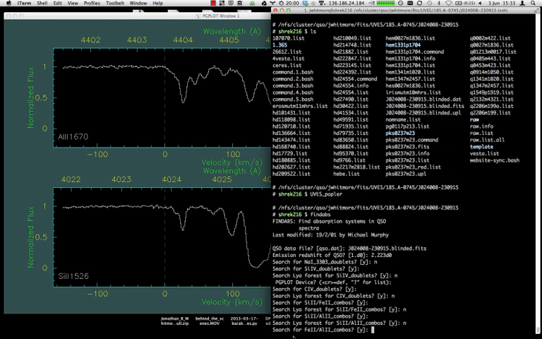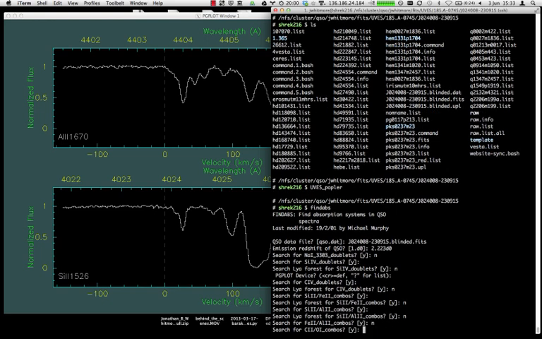Similarly here it's the iron 2 1608 and the aluminium 2 1670. So we've gone through 3 very common transitions in damped Lyman alpha systems at high redshift, trying to look for each of the pairs that are possible. So I'm just going to press no in this case.